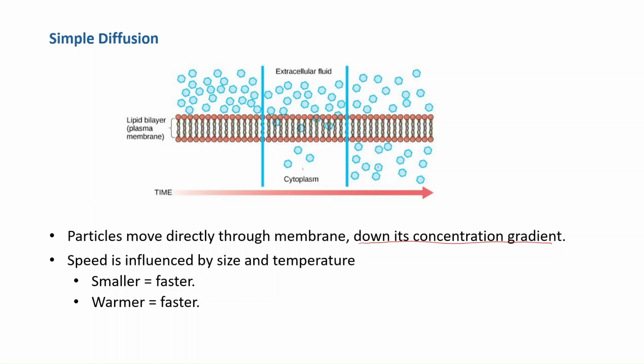How fast they diffuse? You can influence it because the smaller the particles, the faster. I mean, after all, they're going to have to squeeze in between the different components of the plasma membrane. And the warmer it is, the more energy the particles have, so the faster they move. But there is no help in here. It's just going down a concentration gradient.